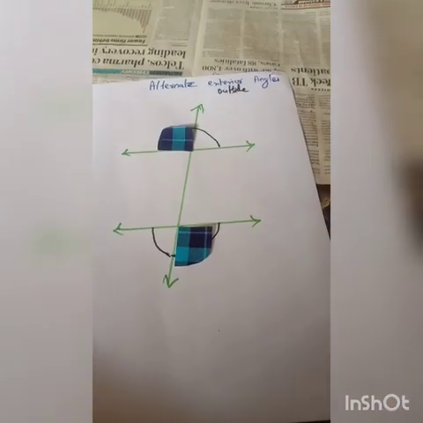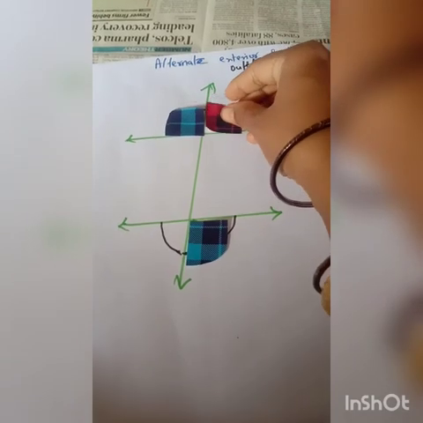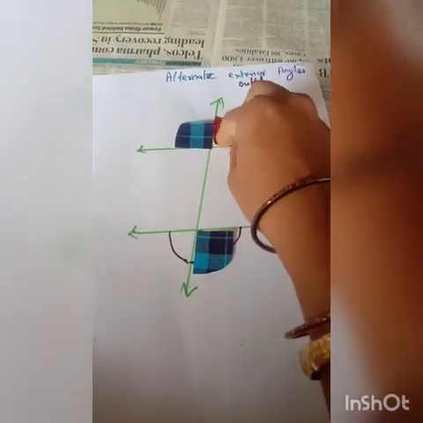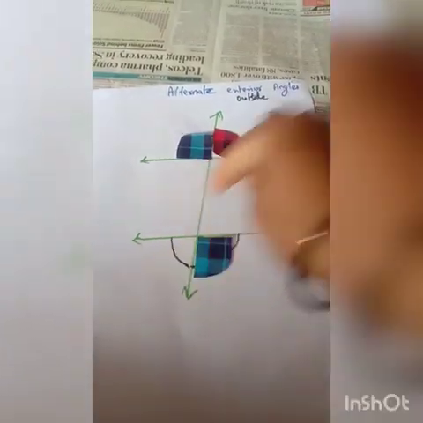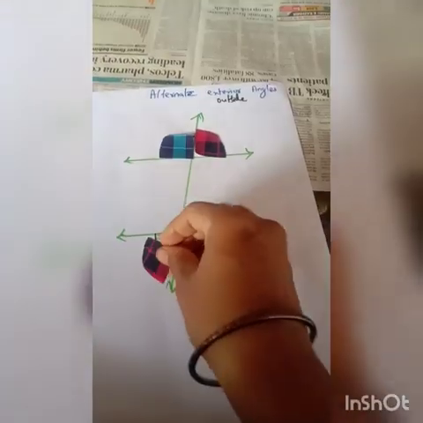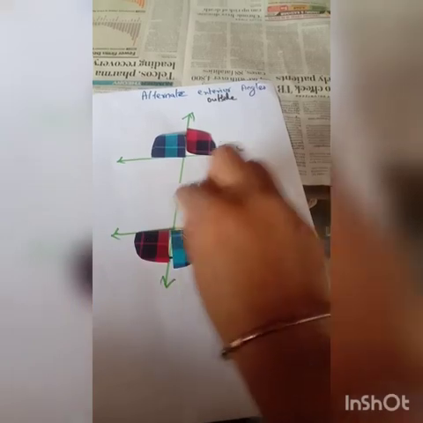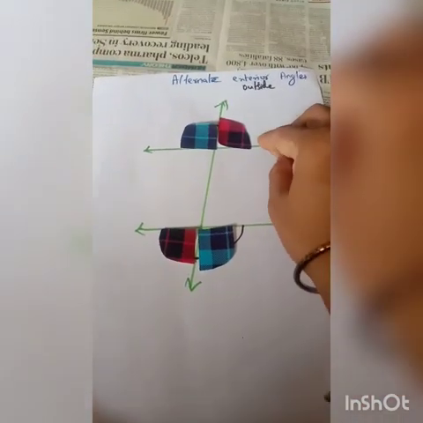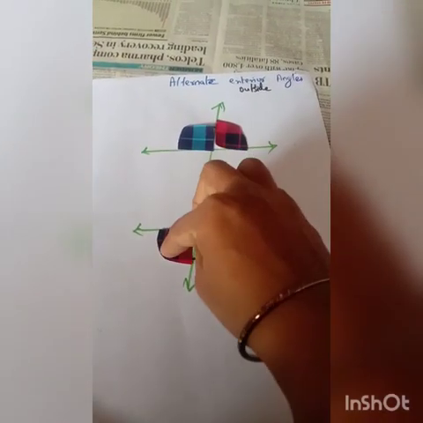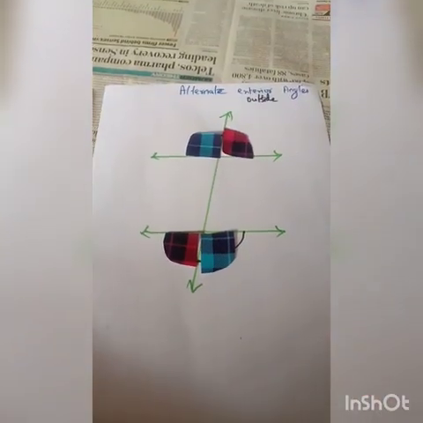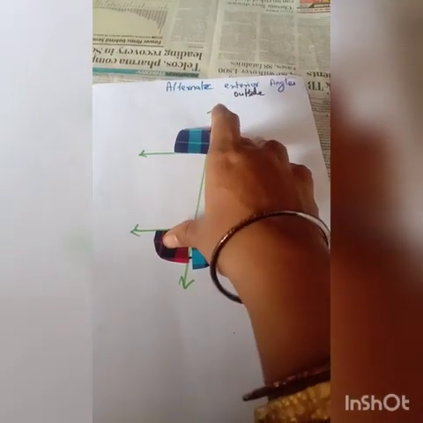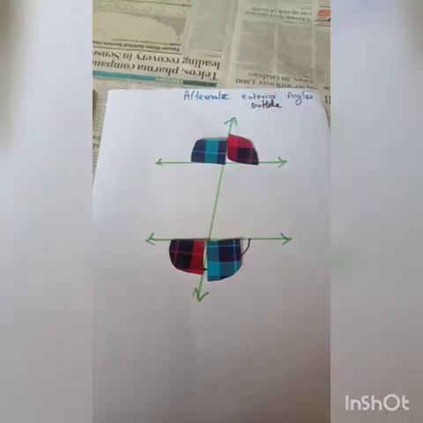And the same way, here also one more angle is there, opposite straight away. Opposite of here is here. So where to put? Like this way. So what can we say? It is the alternate exterior angle. There are two pairs of alternate exterior angles: these two and these two.